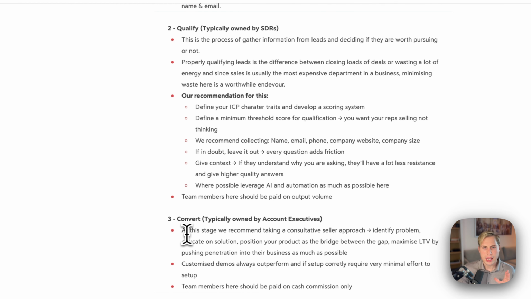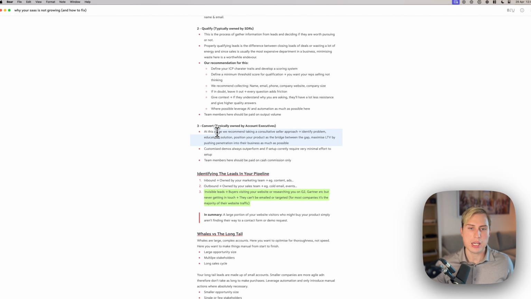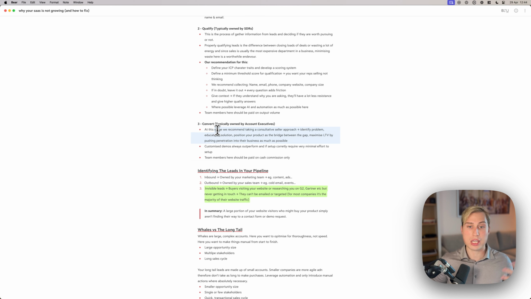Let's just talk about this. At this stage, we recommend taking a consultative seller approach. There are sort of two schools of thought in SaaS that I've seen when it comes to step 3. The first is essentially to have a cookie cutter demo. You come up with a way to demo your product and all of its features, you come up with a sales script and maybe even some slides, and you train your team to just say the same thing on every single call: repetitiveness.